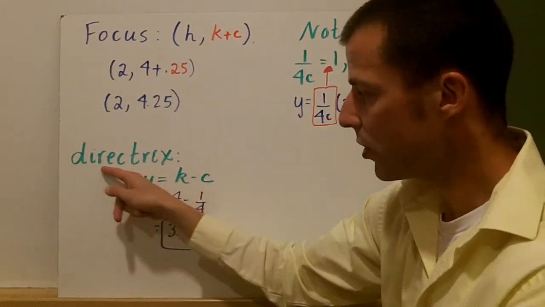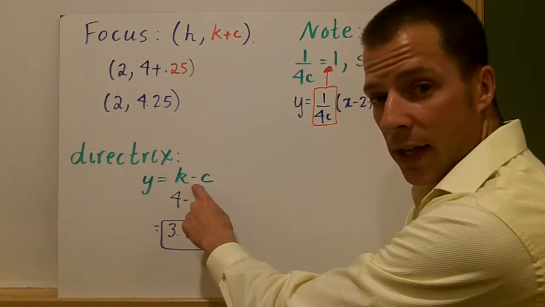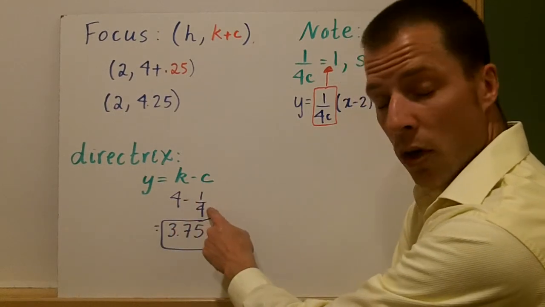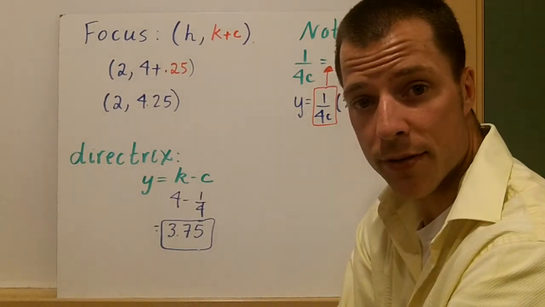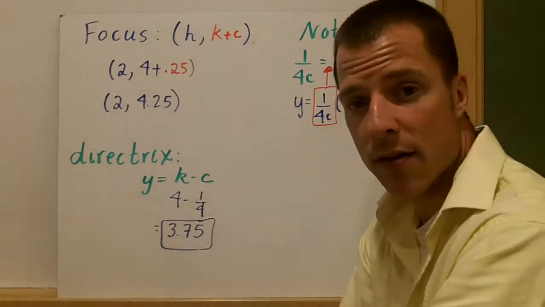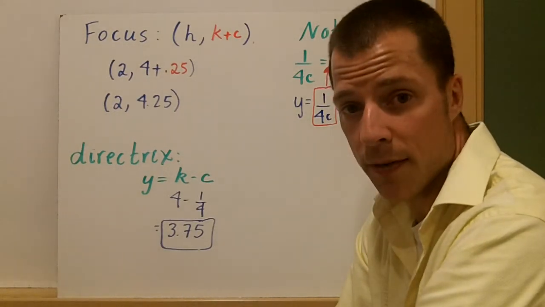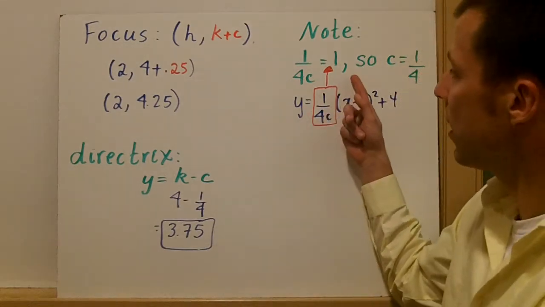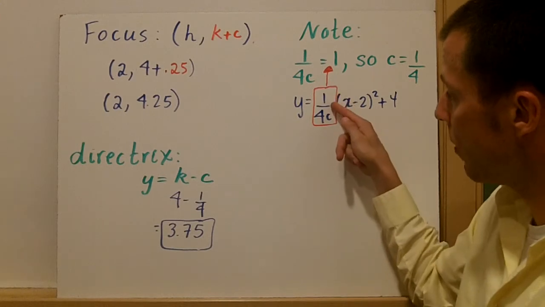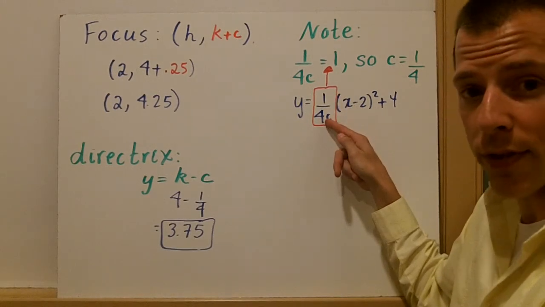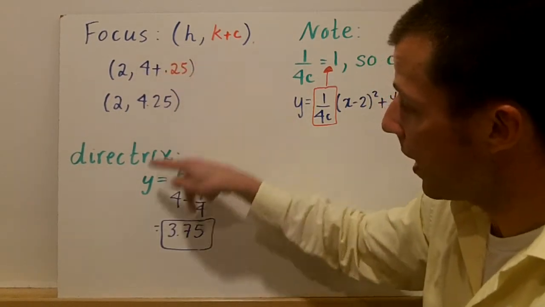It's important to remember that the directrix is not just the opposite sign now. The directrix is equal to k minus c. K is 4, c was 1/4. So you get 3.75 for the directrix. Okay, so again, when you have a standard form parabola and you're looking for the focus and the directrix, use completing the square. Be very careful on how you identify A. Look at the number in front of the quantity being squared. That coefficient is going to be equal to 1 over 4c. And just remember your equations for the focus and the directrix.